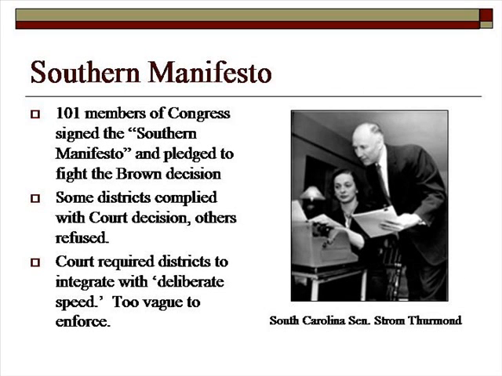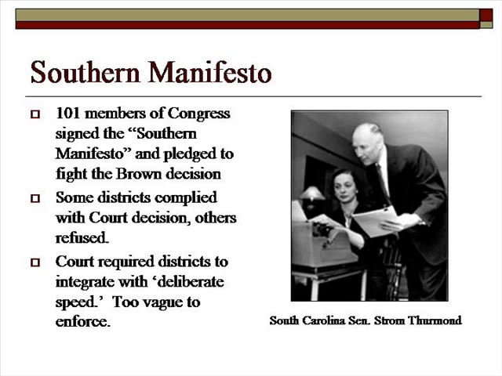So what did the South do about this? Well, the South essentially created something called the Southern Manifesto, and essentially pledged to fight the Brown decision, pledged not to integrate their schools. However, some school districts complied with that decision. Others refused. In Virginia, entire public school districts closed and opened as private districts so they could refuse to admit African Americans. A lot of different things happened.